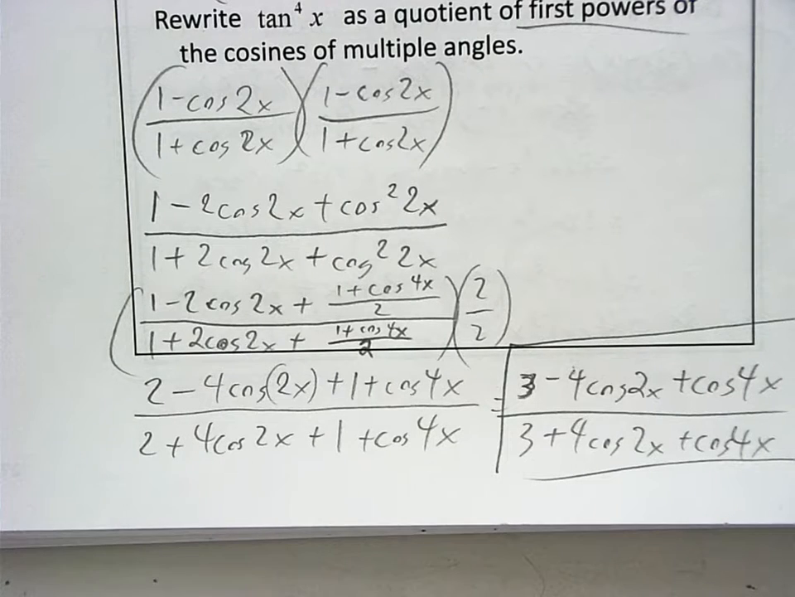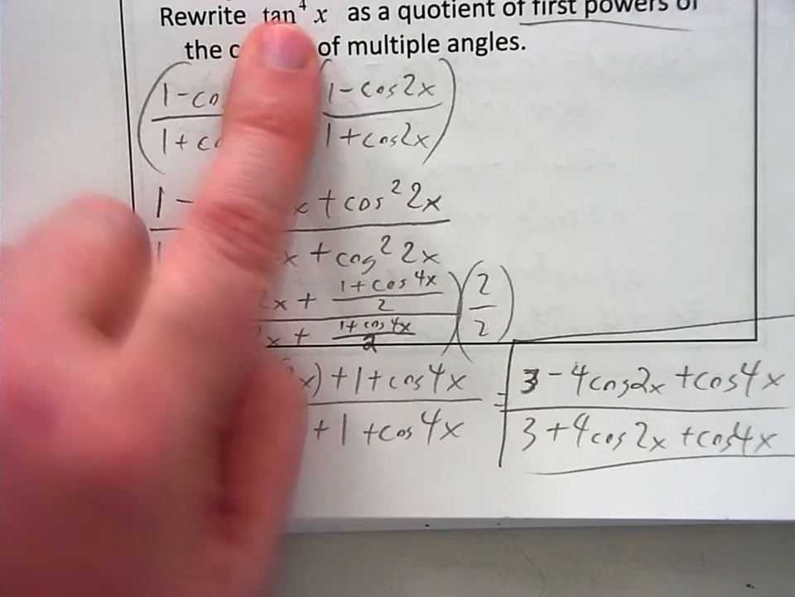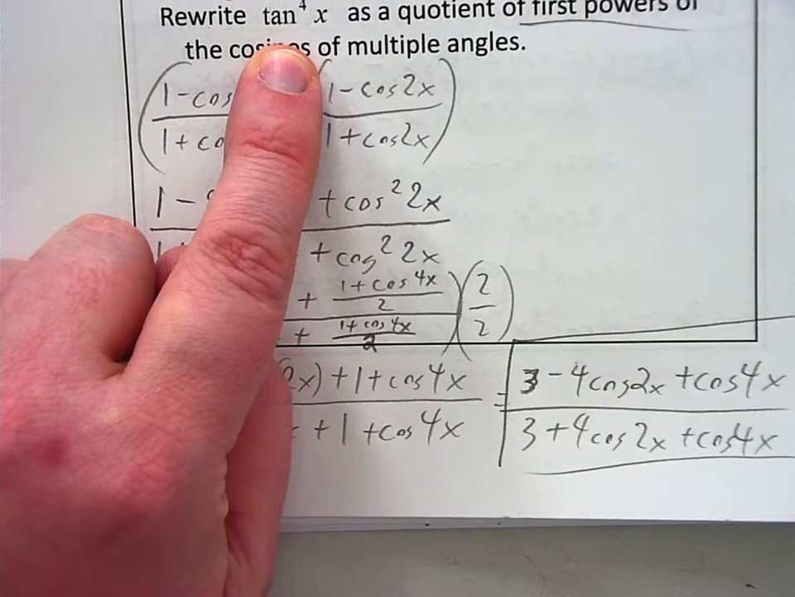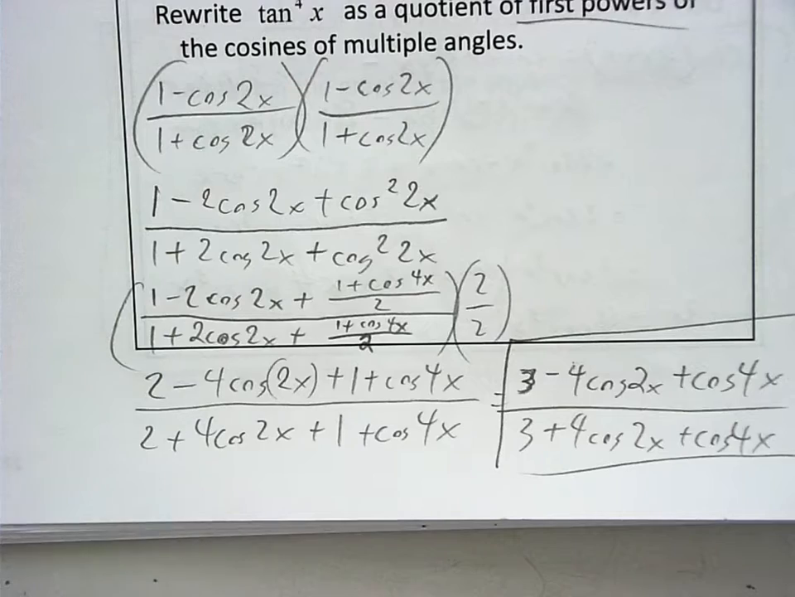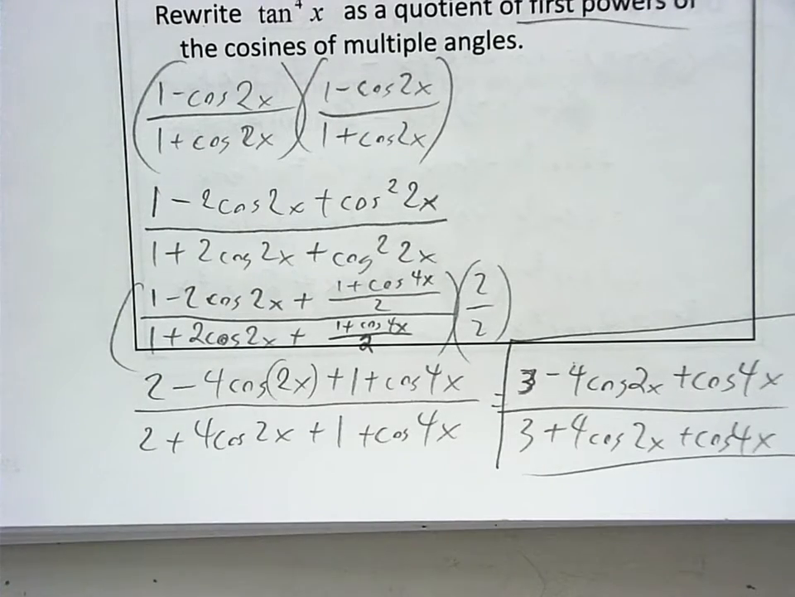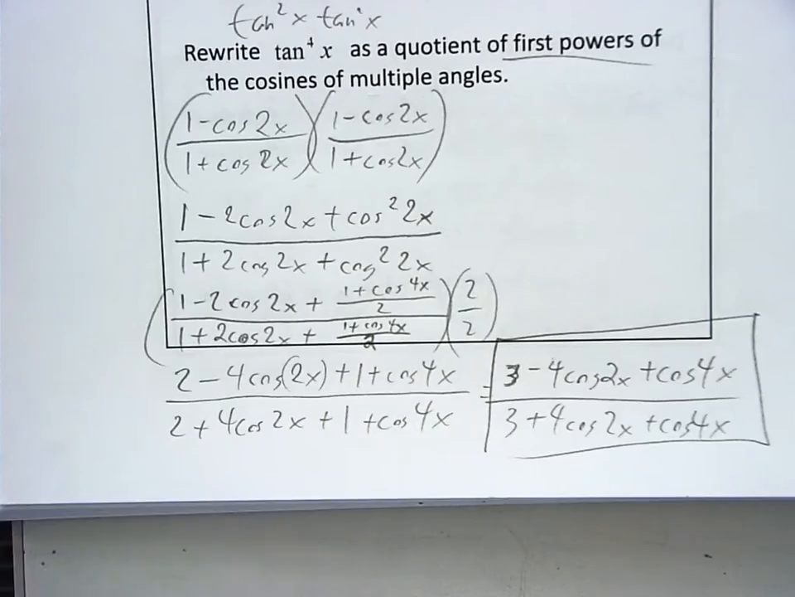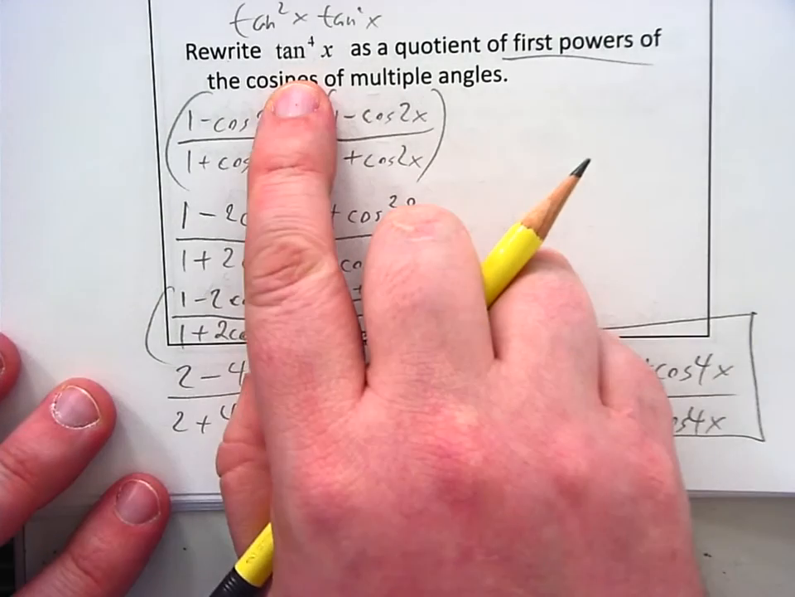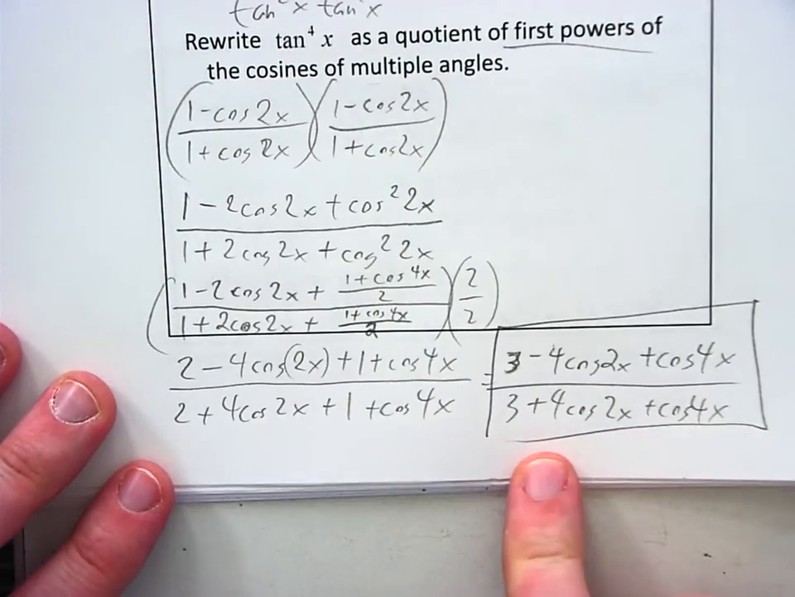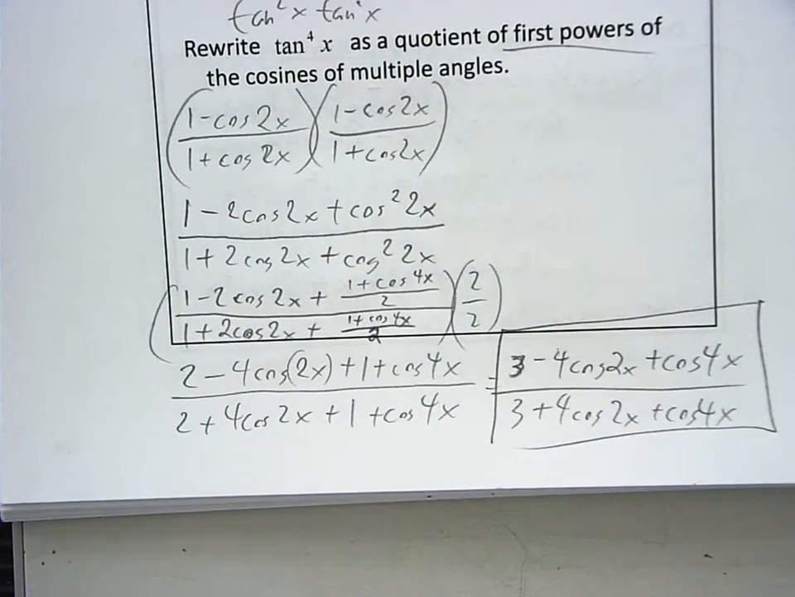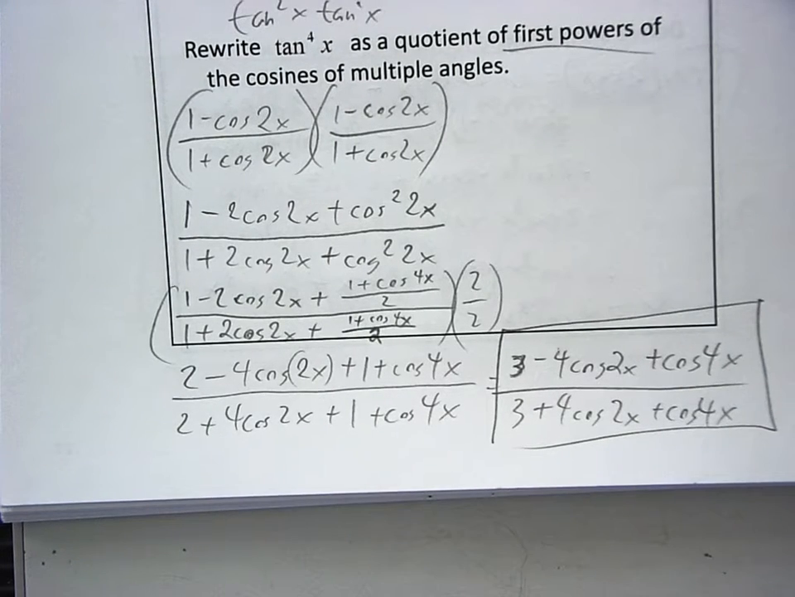And the thing is, in reality, with some of the properties that you'll learn later for calculus, this is easier to deal with than this. Okay? And they are equivalent statements. If you actually tried to graph tangent to the 4th of x on your calculator and graph this, it would be overlapping. They'd be the same graph. Questions on that?